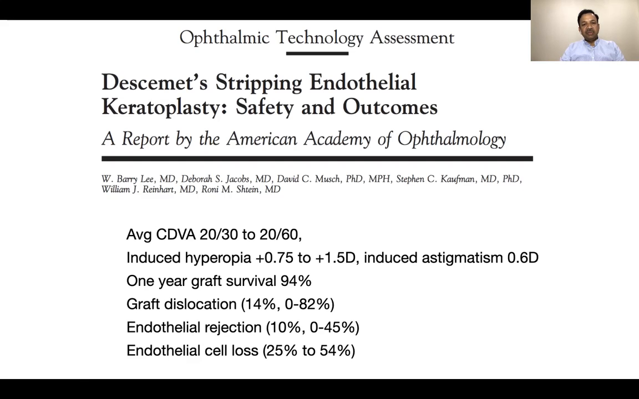The mean 1 year graft survival was 94%. Graft dislocation rate varied from 0 to 82% with a mean of about 14%, and it was more related to the surgeon's technique and the learning curve. Endothelial rejection was noted in about 10%, ranging from 0 to 45%. The endothelial cell loss was quite comparable to what you see with penetrating keratoplasty. Although with certain techniques like using the Endoglide or the Busin glide, you could minimize the endothelial cell loss down to somewhere between 14 to 20%.